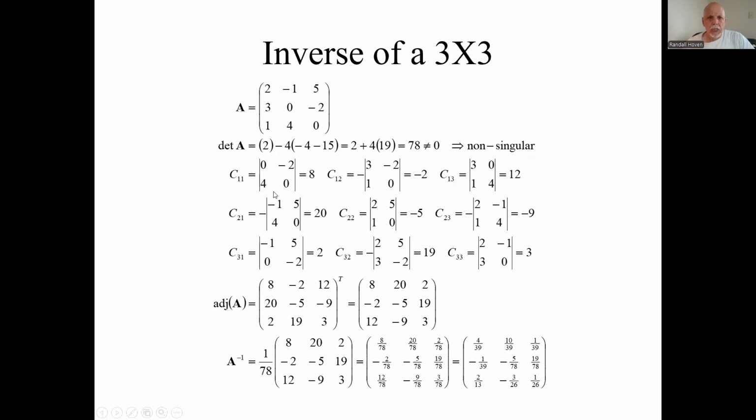I'm not going to go through each one of these. The 1, 1 term, get rid of the first row and the first column. We're left with this little matrix here, 0 minus 2, 4, 0. Take that determinant, 0 minus a -8 is 8. So each term in this matrix has a corresponding cofactor. Put all those cofactors into a matrix and then transpose it. That's your adjoint. You got to transpose it.